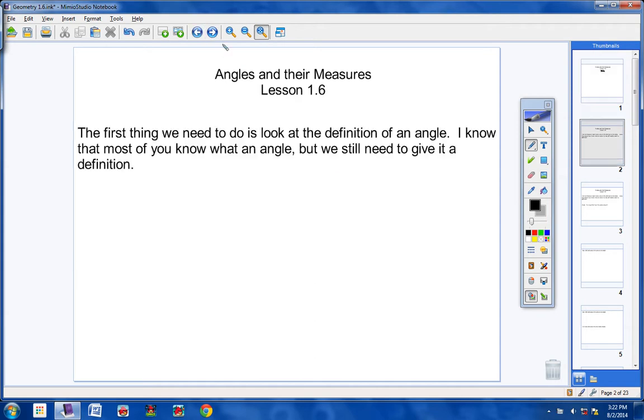Okay, let's continue on. Now, the first thing we need to do is look at the definition of an angle. I know that most of you know what an angle is, but we still need to give it a definition. So, I'd like you to copy this definition in your notes if you would, please. The definition of an angle is simply this: two rays that have the same endpoint. Isn't that simple? Two rays that have the same endpoint. Now, you are responsible for this definition on tests and quizzes, so please copy this in your notes.